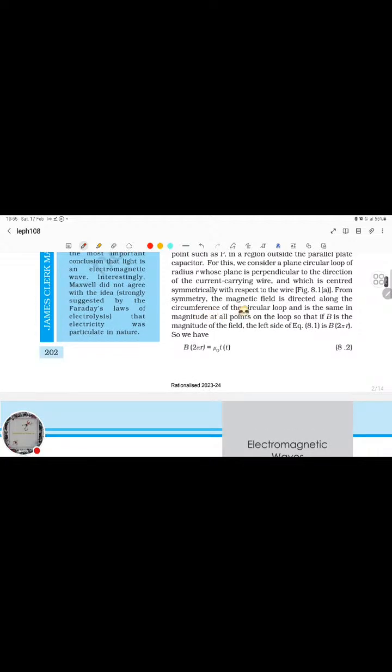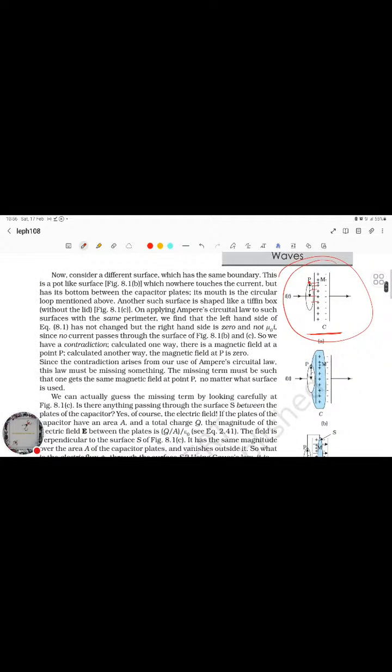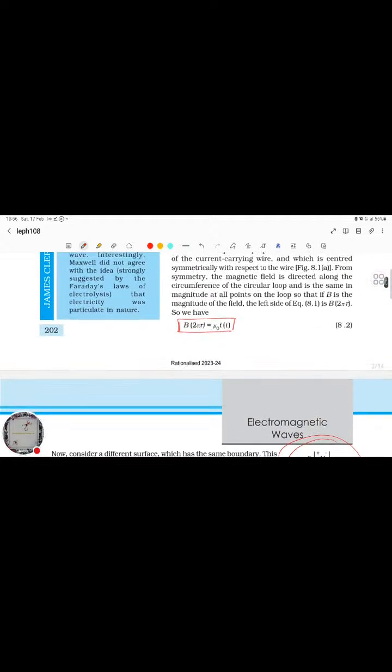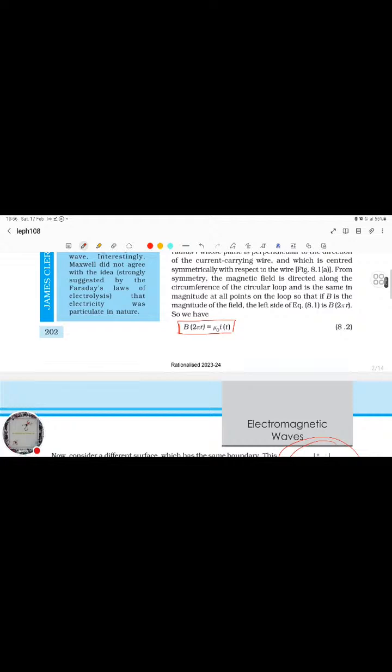From symmetry, the magnetic field is directed along the circumference of the circular loop and is the same in magnitude at all points on the loop, so that if B is the magnitude of the field, the left side of the equation 8.1 is B times 2 pi r. So basically through symmetry, what we learn is that at every place the magnetic field is directed along the circumference, is what they are saying. Fine, it is directed along the circumference.